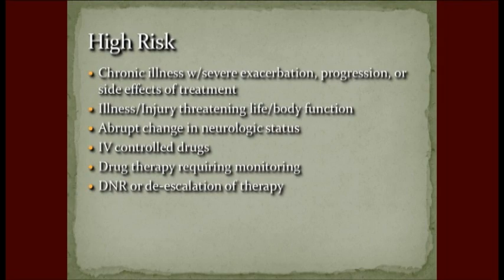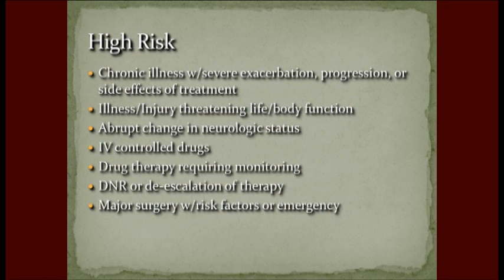A DNR. A DNR by its nature is life-threatening. Because of this discussion and the things we're saying today, you could die faster. So a DNR is a level 5 issue. And if you're pre-oping somebody for major surgery with risk factors or emergency surgery. So we've gone through these 3 slides.